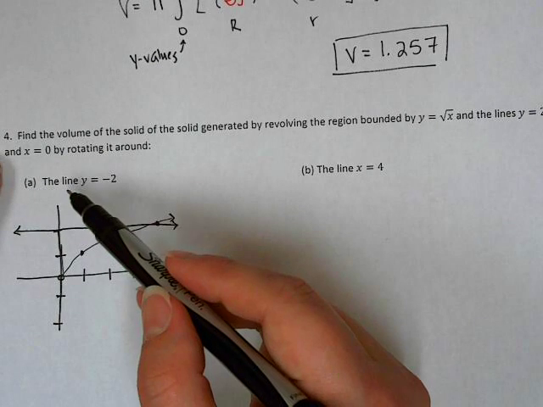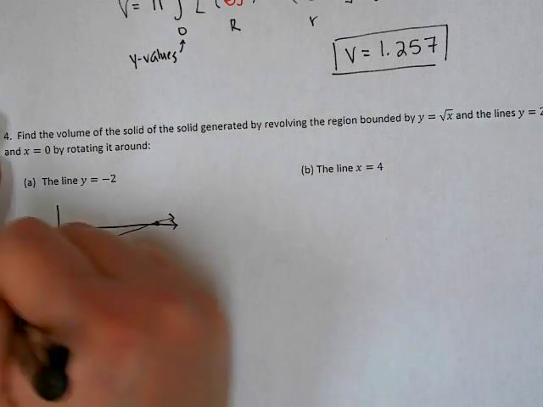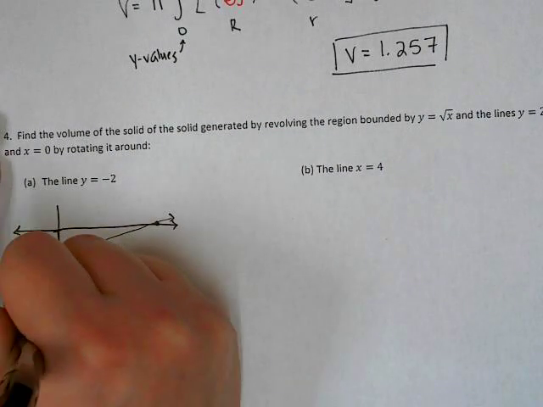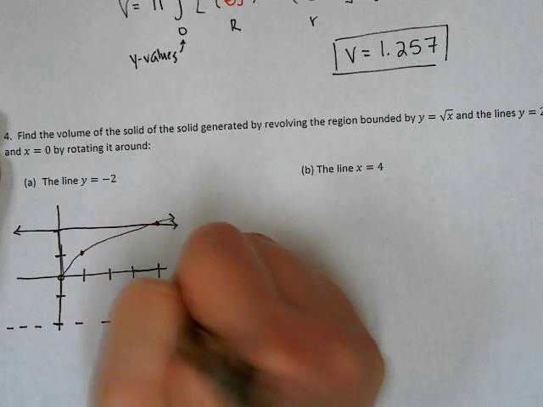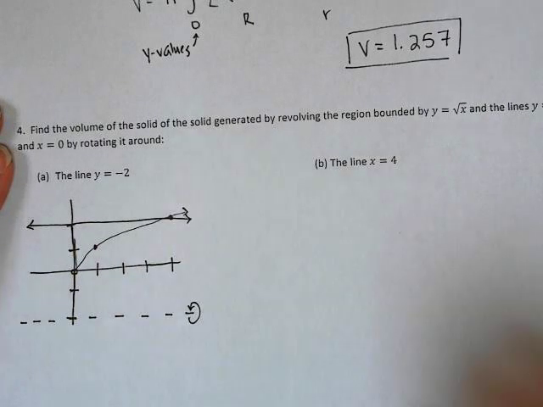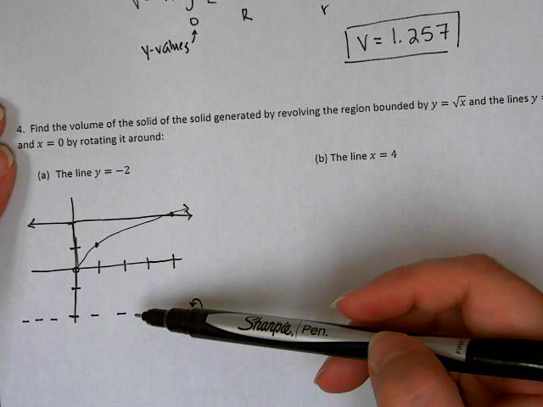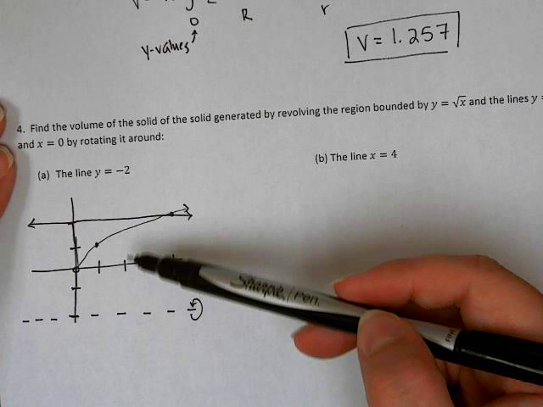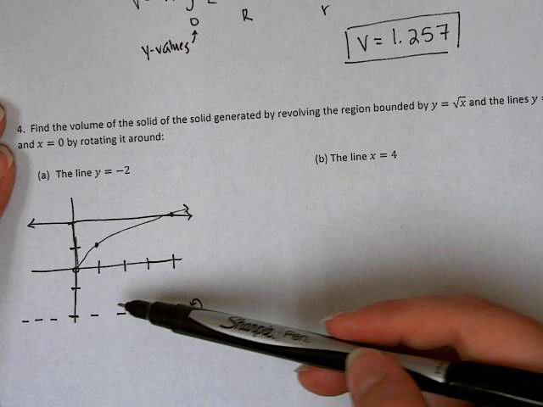And we're rotating it around the line y equals -2, which is a horizontal line. So what I always do is I go and I draw a dotted line around where that represents where I'm rotating. And I again draw my circle to kind of remind myself, okay, this is where I'm rotating about. So we can see there's this huge space between our area that we're rotating and the actual line of rotation here.